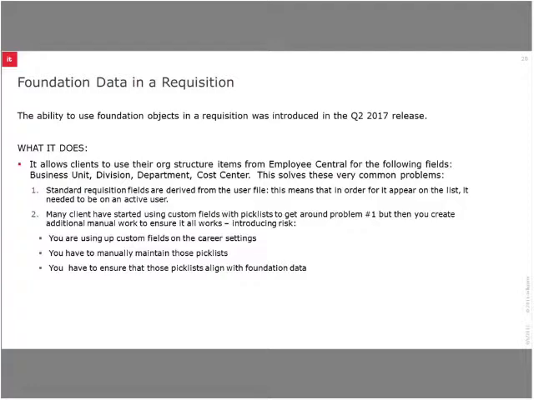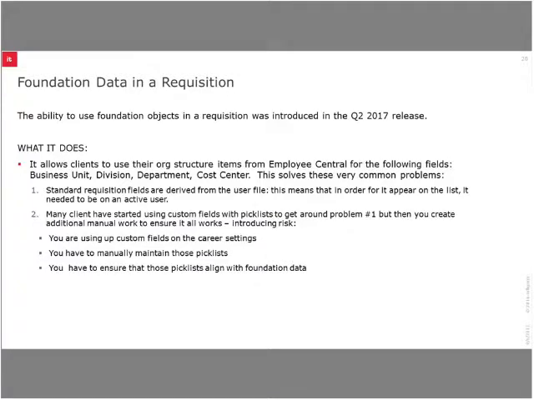One of the most common problems that I've heard over and over again over dozens of clients is that the standard fields for division, department, location, cost center come from the derived fields. That means you have to have an active user in that division, department, or location for those fields to populate. And this has been the bone of contention for many, many implementations. It's very challenging for clients.